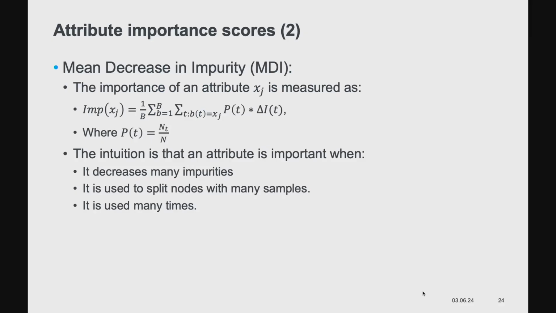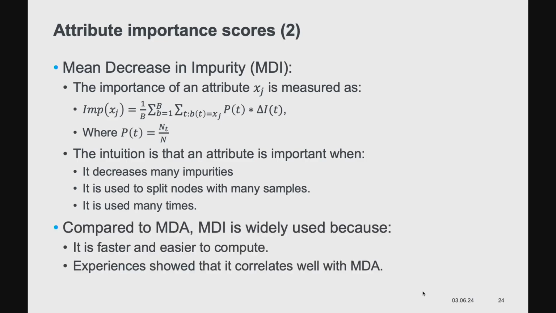So what we end up with then is a mean decrease in impurity. The importance is then measured as described before. The probability of being in a place is how many instances are in a node divided by all the instances. So the intuition is an attribute is important when it decreases impurities. It is used with many samples, and it is used many times.